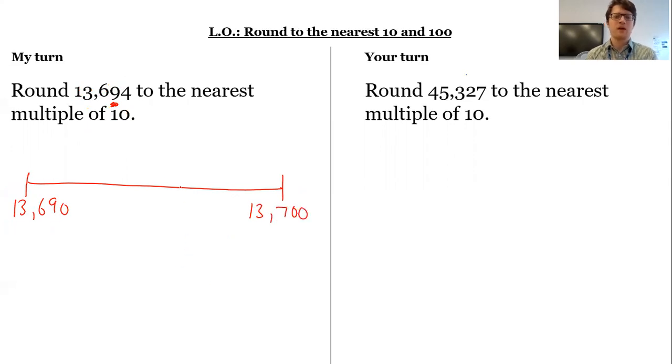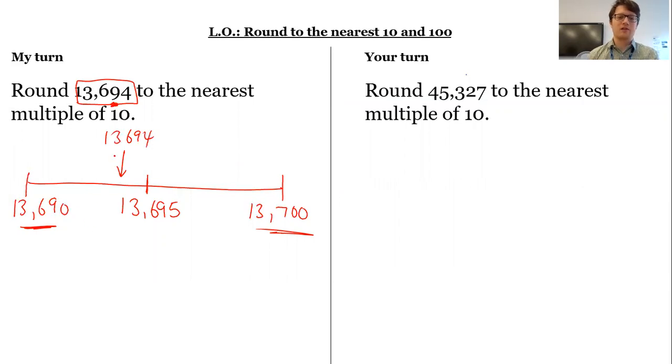Well, 690 add 10 is actually 700, so I get 13,700. Now remember, the other key thing to work out is what is halfway, because we know that if it's halfway or above, it's going to be closer to this multiple of 10. If it's smaller than halfway, it's going to be closer to this multiple of 10. So halfway between 90 and 100 is 95, 13,695. So now I can put this number that I'm trying to round onto the number line, 13,694, well, that's going to be here.